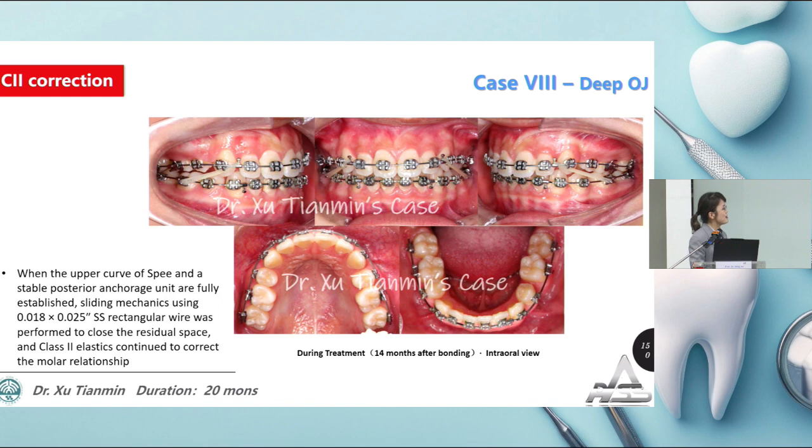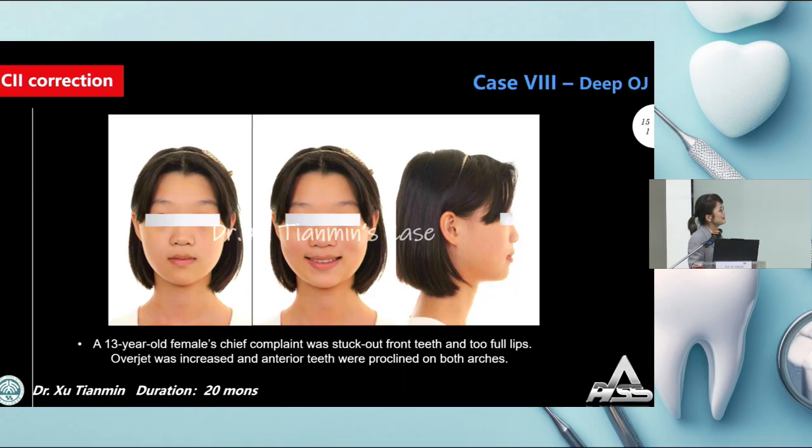And 14 months later, when the upper curve of Spee and the stable posterior anchorage unit were fully established, we used sliding mechanics using an 1825 SS rectangular wire to close the residual space, and still we use class 2 elastics to create the molar relationship. Then the girl finished her treatment about 20 months later.